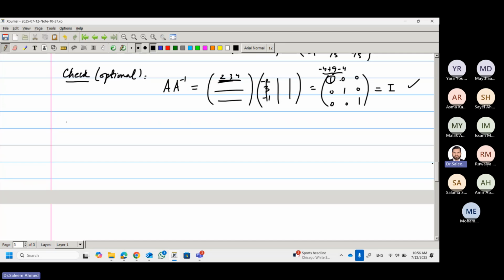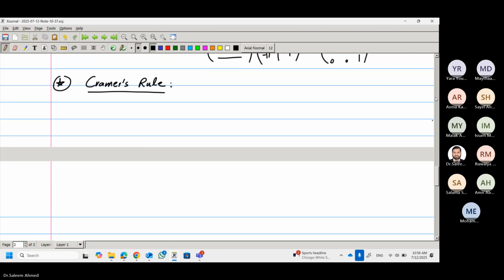The second thing here was Cramer's rule. Cramer's rule is used for AX equal to B, again the linear system, when the determinant of A is not equal to 0, meaning when A is invertible. A has an inverse. If A is invertible, then you can use Cramer's rule. Otherwise, you cannot use it.